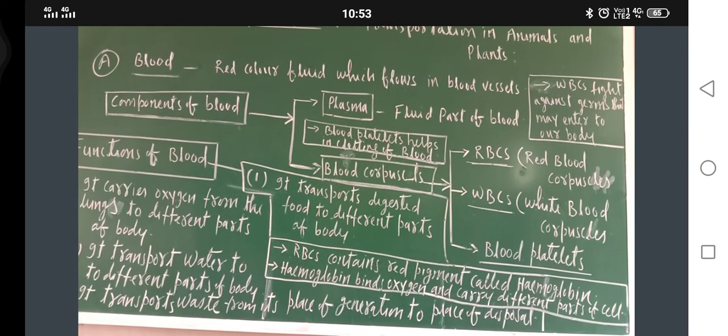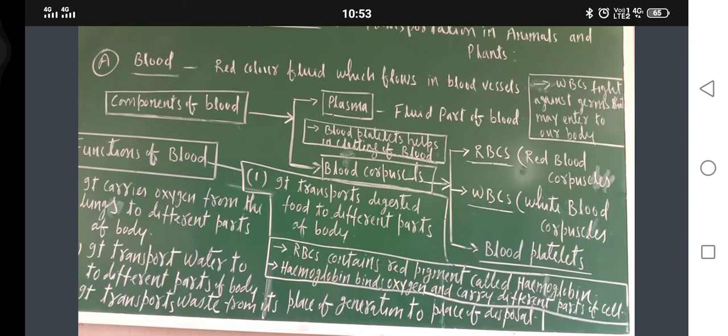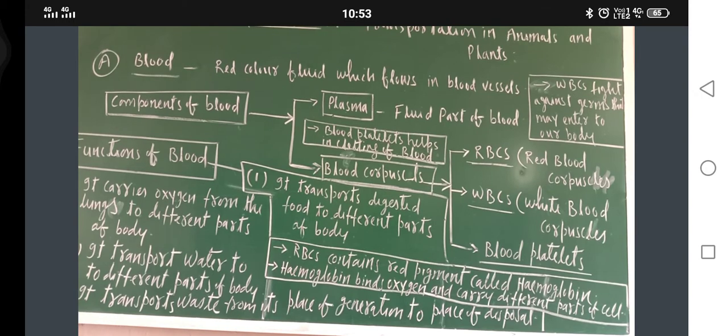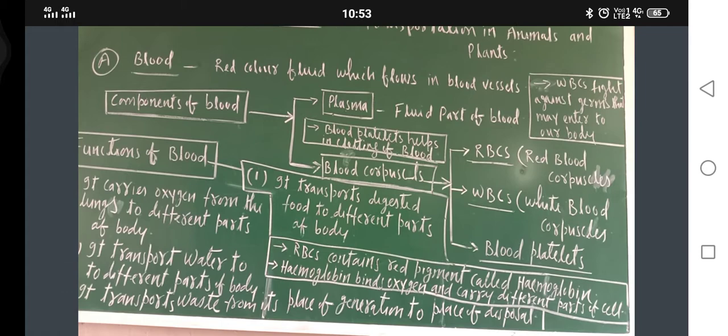Okay. Now the function of RBC. What is the function of RBC? Now in the box it is written RBC contains red pigment called hemoglobin. This hemoglobin only imparts red color to blood. And what is the function of hemoglobin? Hemoglobin binds oxygen and carries it to different parts of the body. Okay. So that is the function of RBC.